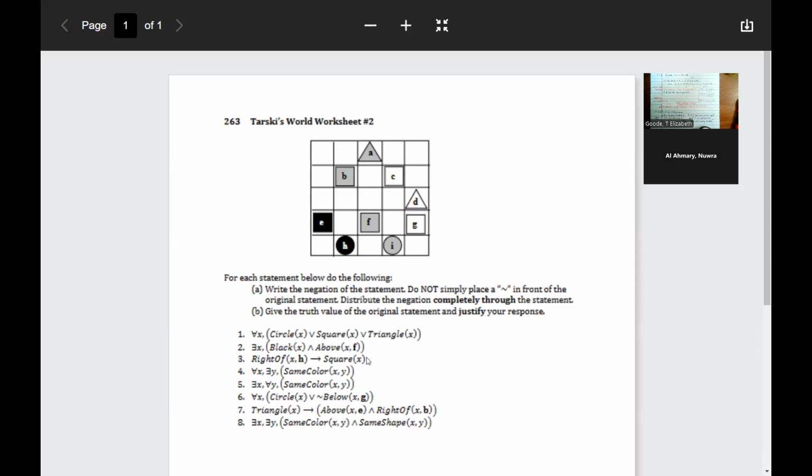So we have to do a negation. That's really important, because it's going to help you determine what's true. It can be a lot easier sometimes to figure out whether the negation is true or the original. So we're going to play that game tomorrow.